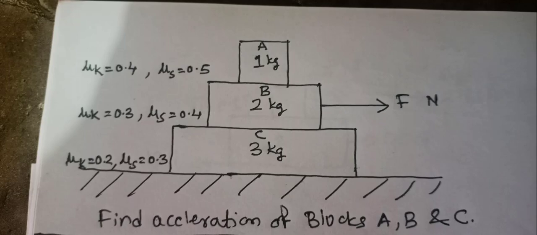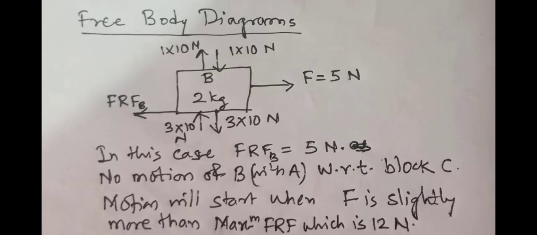So why are we calling it maximum? Because as long as the force F does not become higher than these maximum forces, the block will not move. The moment it goes beyond 12, then only the movement will start. To understand that, we will look at the free body diagram.